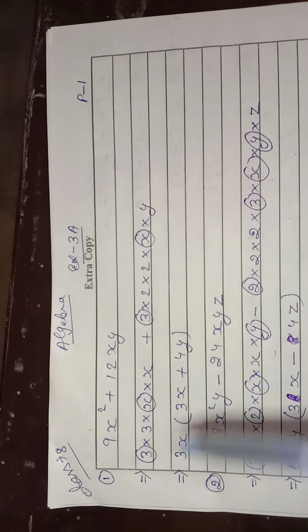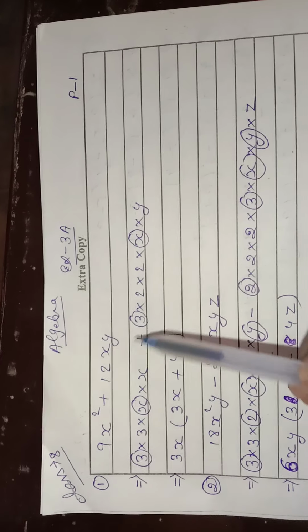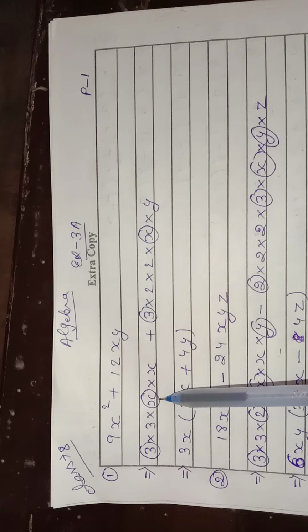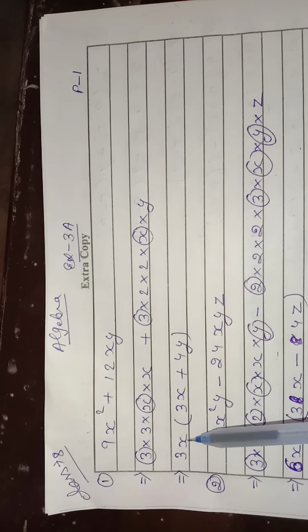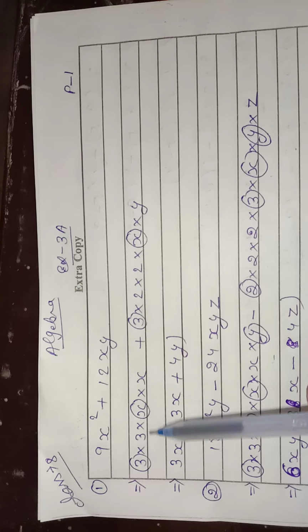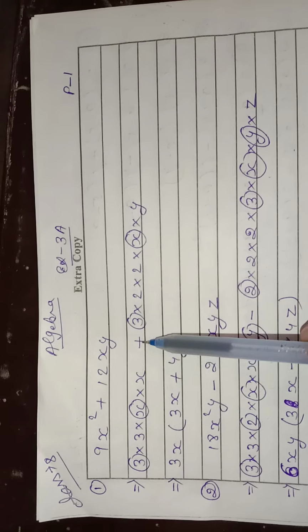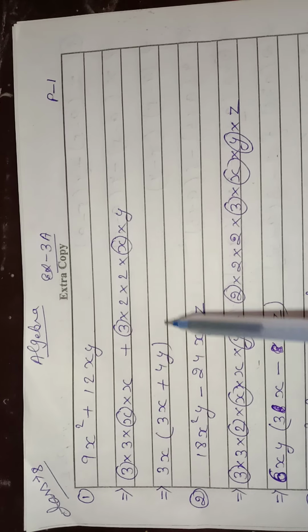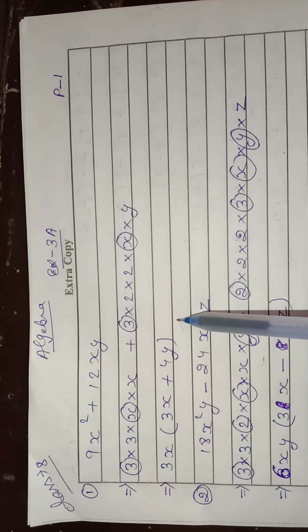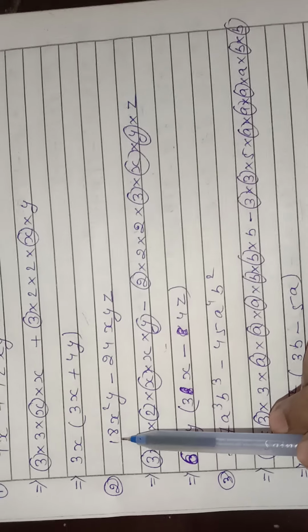Now what is common here? We can find out 3 and 1x. We have got common. So what is that? 3x, write down here. Now what is left? x, 3 and x. So 3x plus what is left here? 2 to the 4. And this side we have got y. This is your answer.